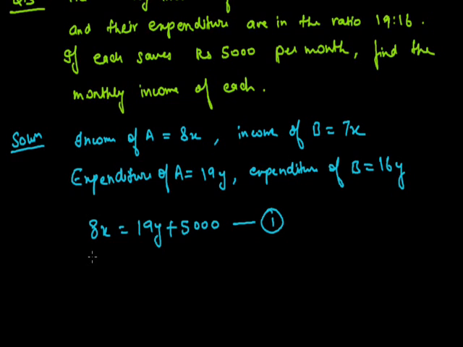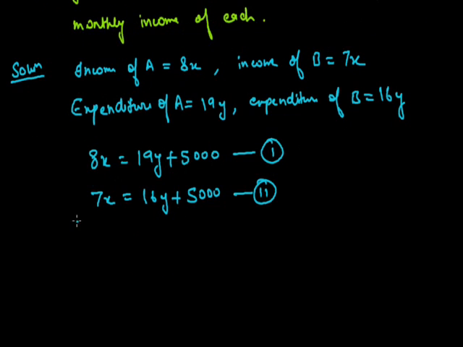In the same way we'll write down the second equation, that is, income of B is 7x, expenditure of B is 16y and saving is 5,000. So accordingly we will get the second equation. So now we have the two equations and now we can solve them.